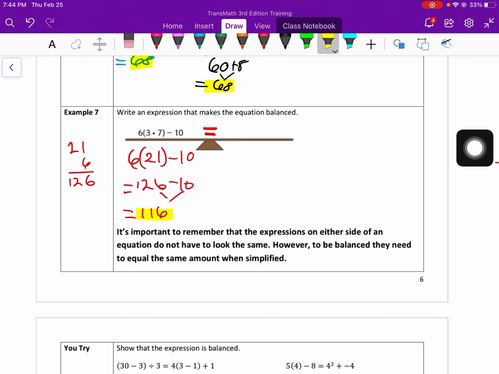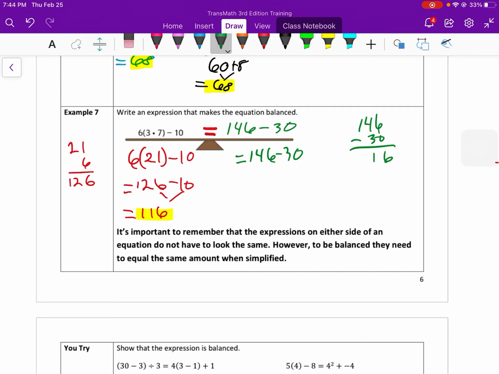So we must set the right side equal to 116. So I can do 146 minus 30, and then we can check to make sure that equals 116. So 146 minus 30 equals 116. Good, so it does equal 116. So we have verified that both expressions are equal because they both simplify to 116.